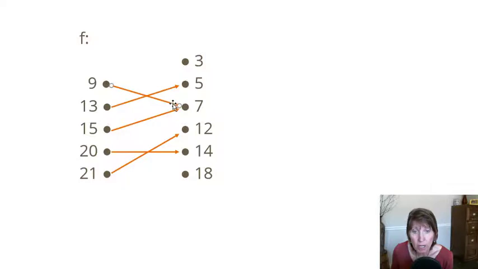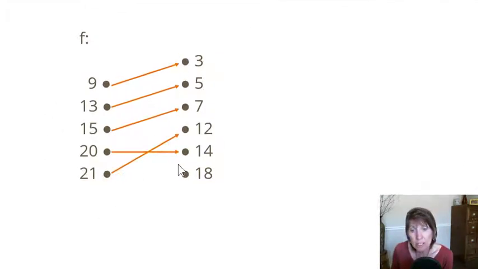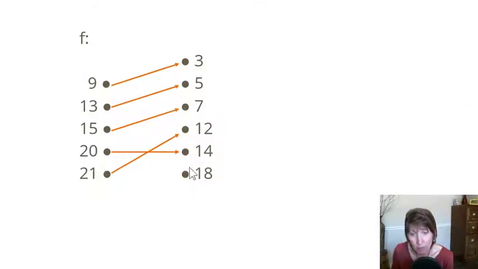To be one-to-one, each one has to go to a different element in the target. So now this is one-to-one because each element in the domain goes to a different element in the target. So that's what one-to-one means. Onto means that the function maps onto every value in the target. Notice how this one doesn't map to every value in the target. There's this 18 that doesn't ever get mapped to. So this is one-to-one, but it's not onto.